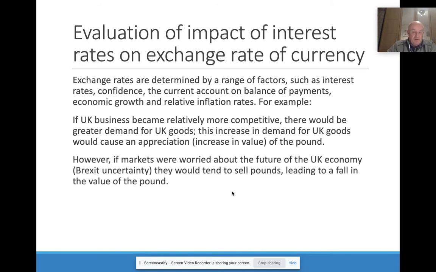However, there are other things to bear in mind that could have an effect, where we've got uncertainty in the marketplace. If we think about where the UK economy has been, with Brexit uncertainty, there's an argument that if investors are a bit jittery and not too sure, they are likely to sell any pounds, any sterling, and that's going to lead to a fall in the value of the pound. So you can see that there is a definite link between interest rates and exchange rates, and it's important to try to understand that whole principle.